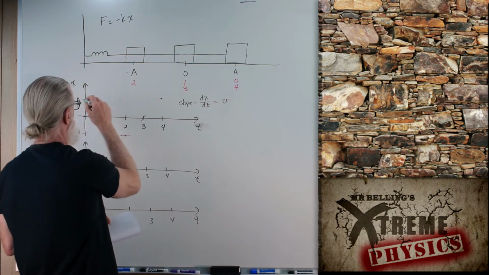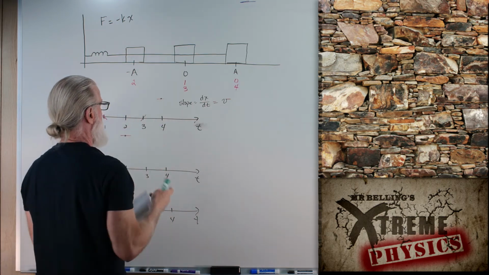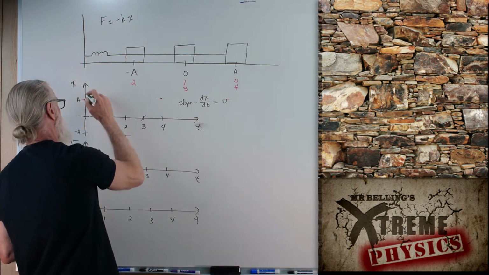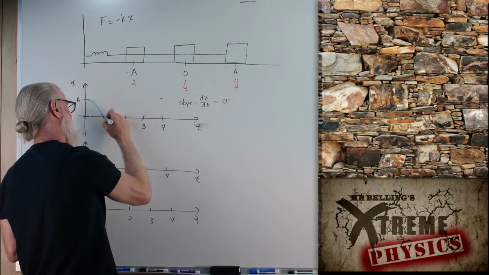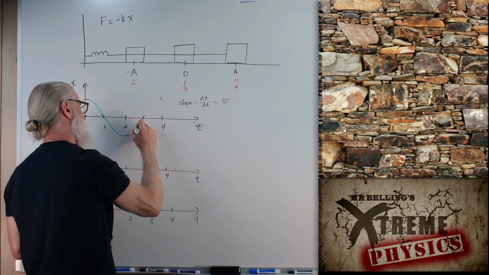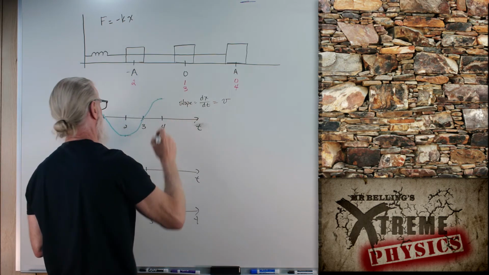So we see it starts here, goes here, boom, boom, boom. And if you drew a nice smooth curve, here like that, we gradually get to that, and then to this, and to that.